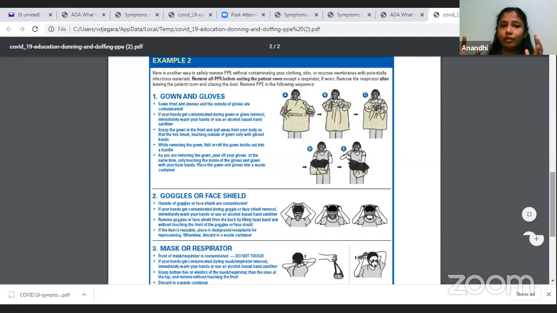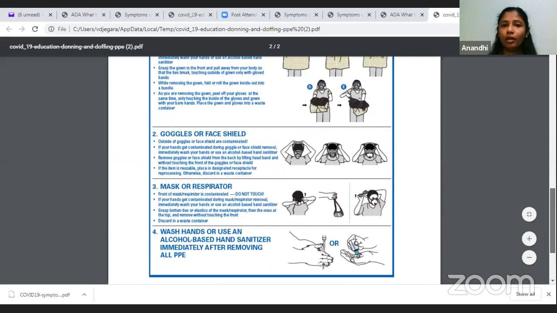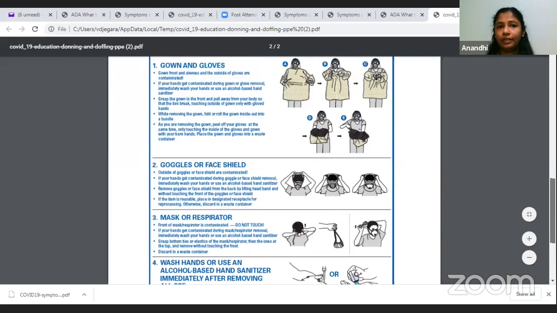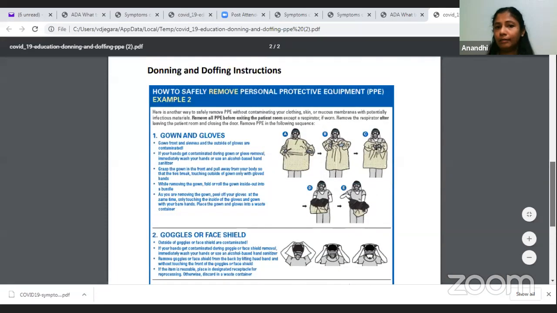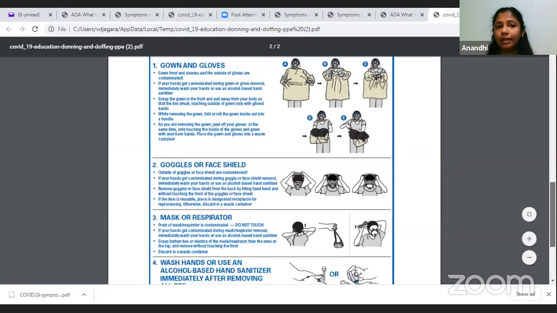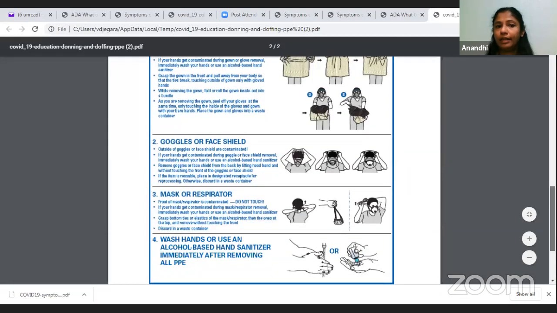Yeah. So I put it there and then I wash my hands again, so that I can reuse the mask. So this is the way to take it out. First the gown and gloves come off together. Then come the goggles and the face shield. Then comes the mask or the respirator, whichever you're wearing.